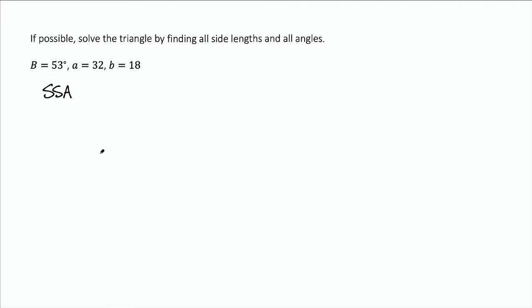So we're going to start by drawing a picture here. We have the angle of 53 degrees, so go ahead and draw that. And the side adjacent to that angle that we know is the 32. And the side opposite the angle is 18, okay? And so it's going to be coming down, and we're not sure how far it can come down. We're not sure if it connects.